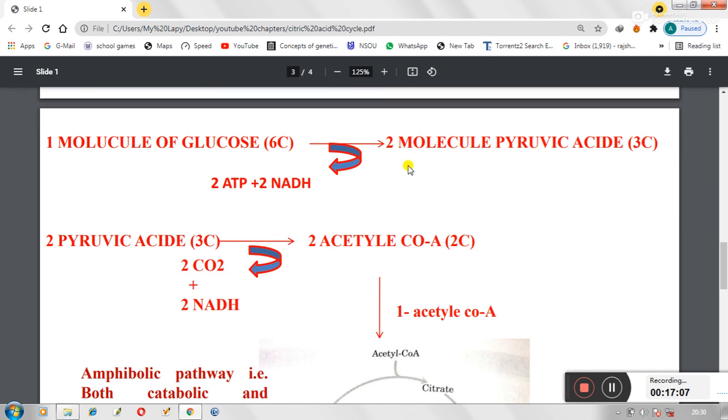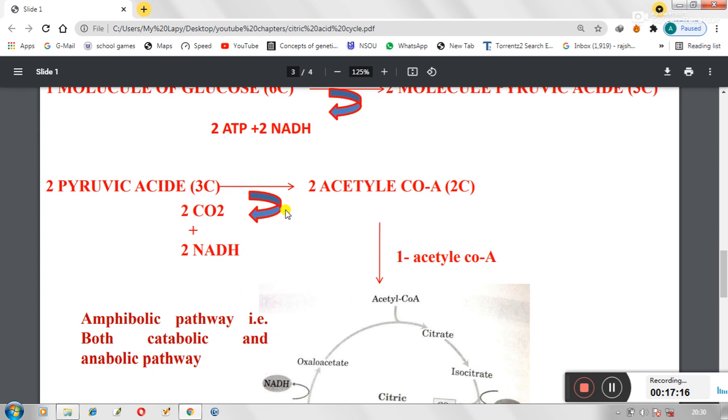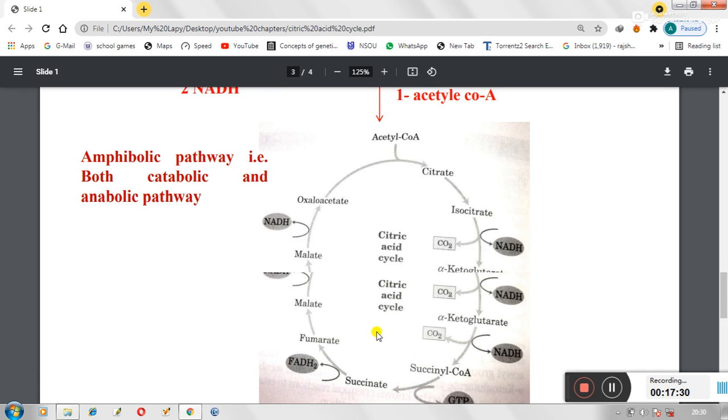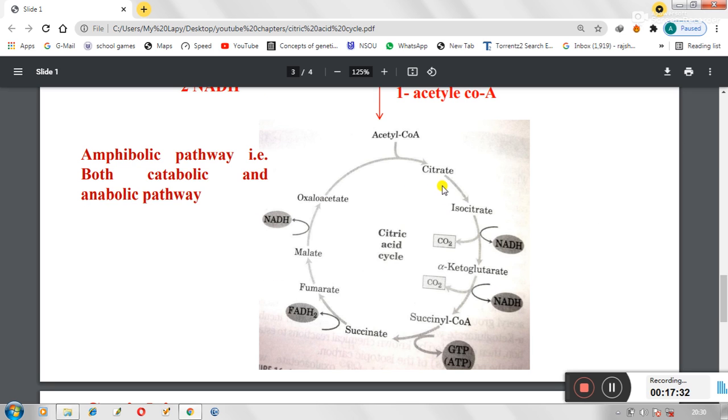One molecule of glucose produces 2 molecules of pyruvic acid, 2 ATP and 2 NADH, and 2 pyruvic acid are converted into 2 acetyl coenzyme A by decarboxylation. For a single pyruvic acid, 1 carbon dioxide and 1 NADH are produced, so for 2 pyruvic acid, 2 carbon dioxide and 2 NADH are produced. This is a simplified form you can remember: citrate, isocitrate, alpha ketoglutarate, succinate.